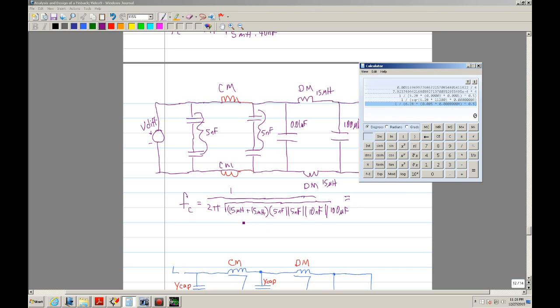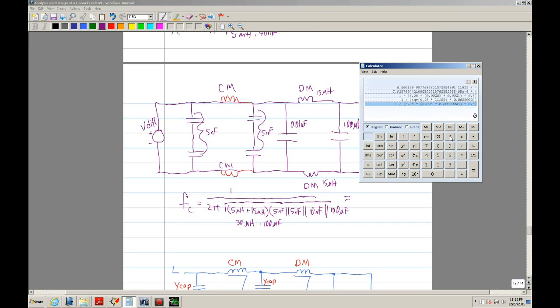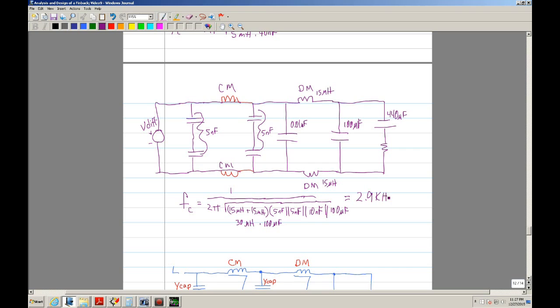Basically these will be 30, and I'm just going to multiply it, assuming that this is the dominant. Let's see what kind of frequency we get. 1 divided by 6.28 times 30 micro times 100 micro times 5, and we get a frequency of 2.9 kilohertz.